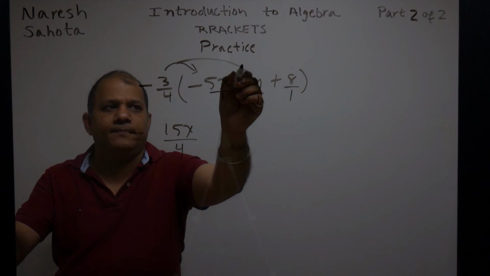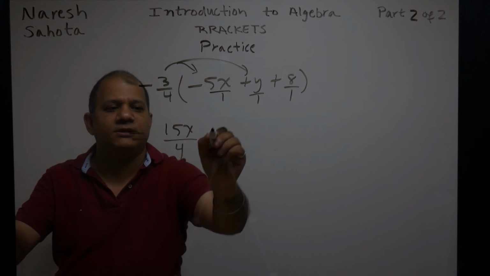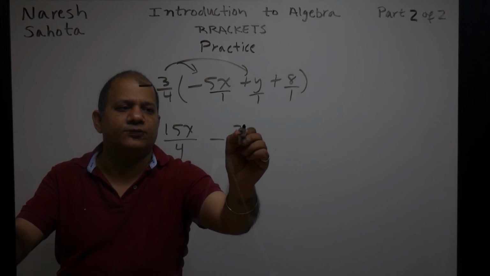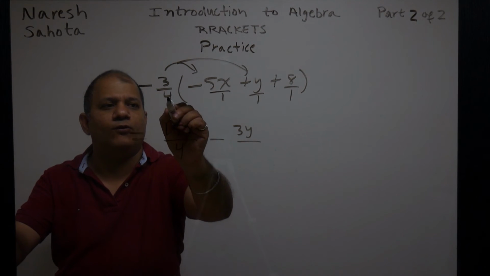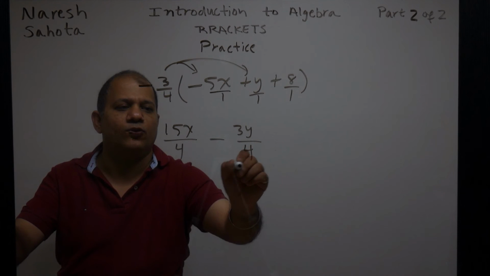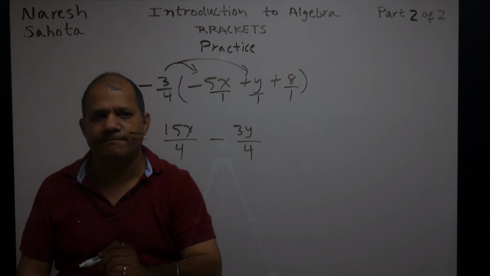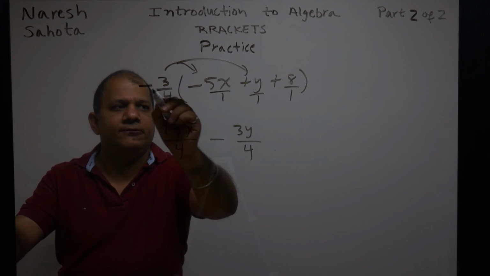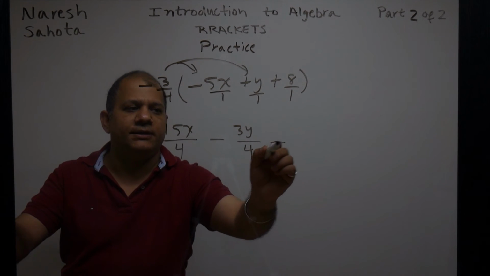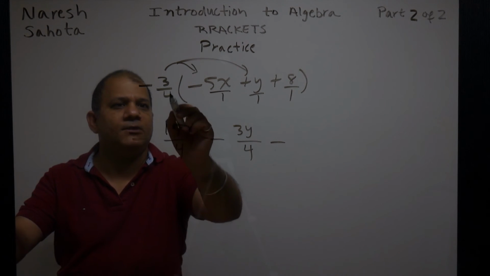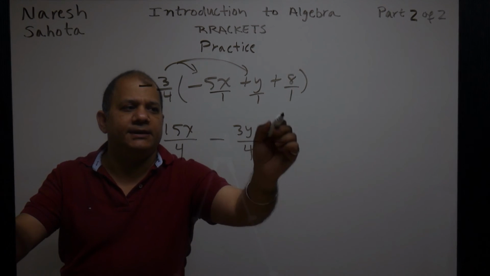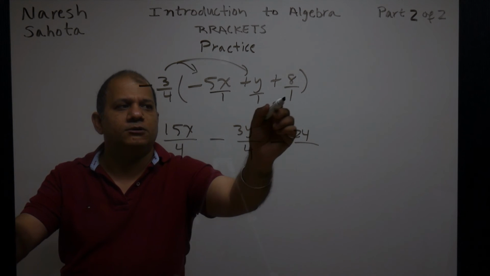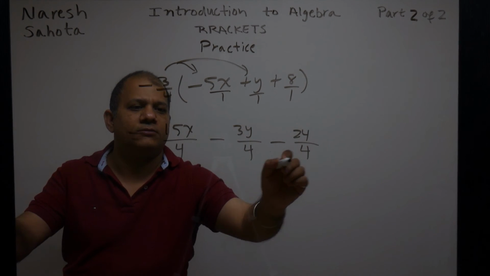For the next term, negative times positive is negative. 3 times y is 3y in the numerator, 4 times 1 is 4 in the denominator. And then we have negative times positive is negative. 3 times 8 is 24, all over 4 times 1 is 4.